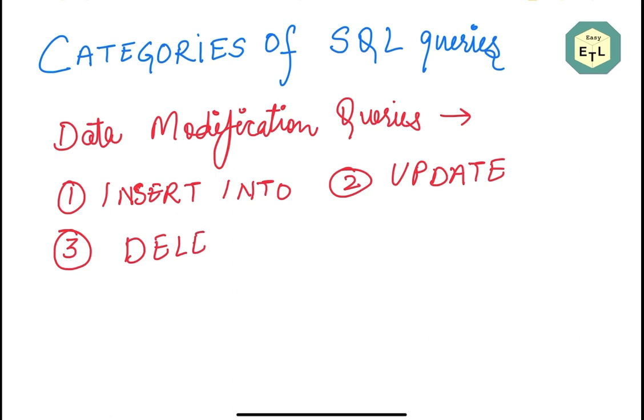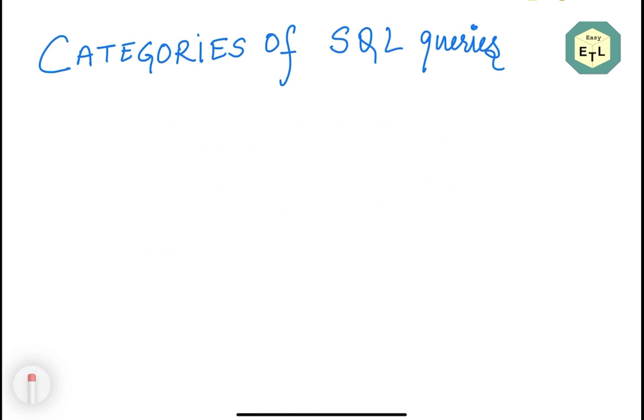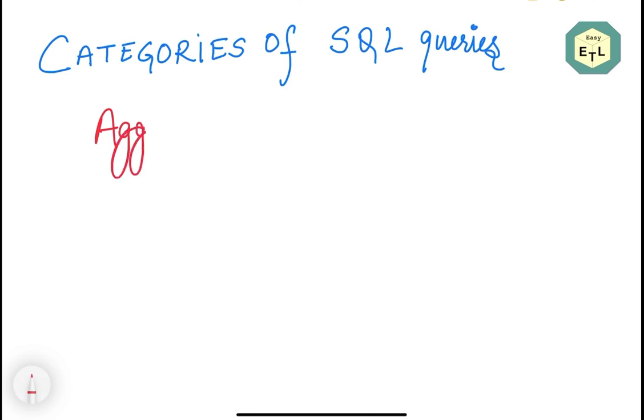This is very intuitive, that all these operations are very much understandable by their name only. So delete operation helps you to remove the records from a table, right? And now let's move on to the third type of category in SQL queries, which is aggregation queries.